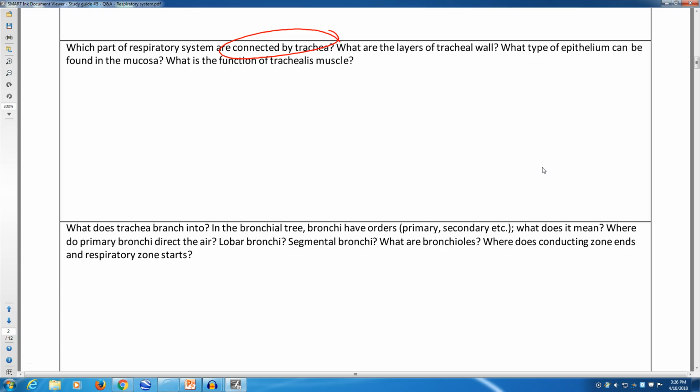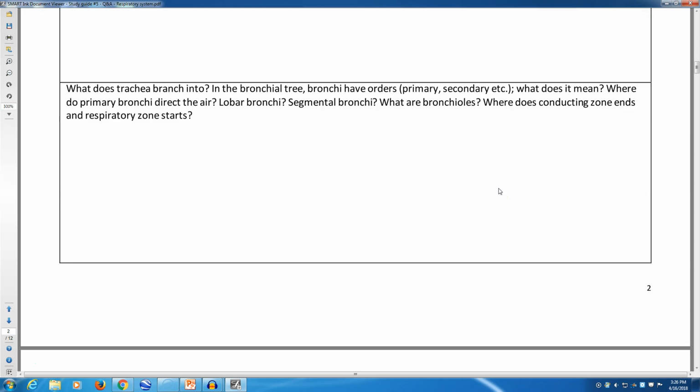Layers of the tracheal wall, they can be on the exam. I mean anatomy: pointing at the layer, which layer it is. Okay. Epithelium, pseudostratified ciliated. Function of trachealis: contraction of the trachea and expulsion of mucus. The trachea branches into... Again, I promise anatomically we will not go beyond lobar bronchi. That's as far as we can go. Clear? Good.